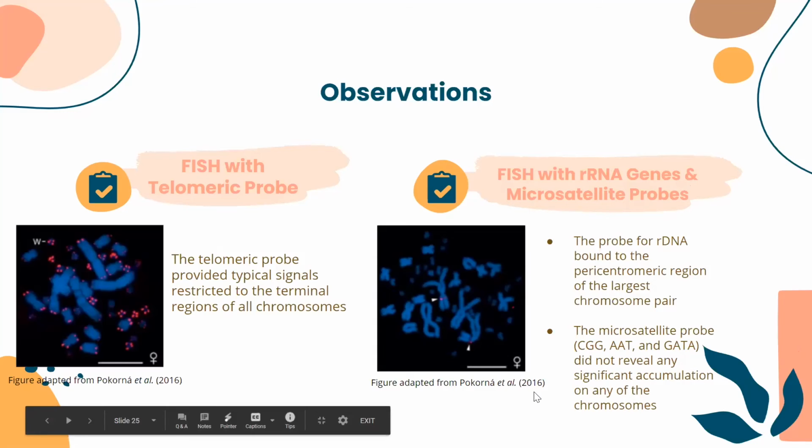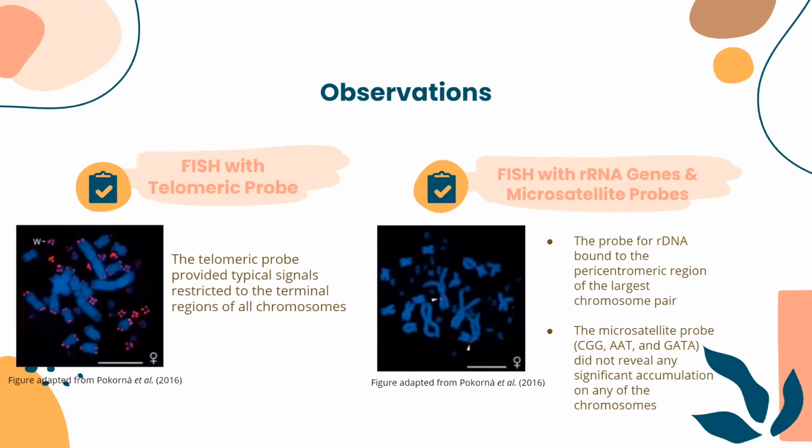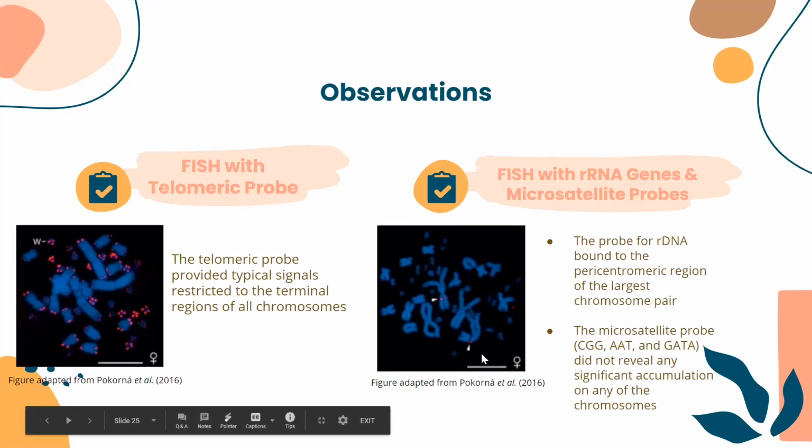So the next one is FISH with microsatellite probes, performed to identify the accumulation of AAT, CCG, and GATA microsatellite repeat motifs on the W chromosome of the Komodo dragon. However, this study did not reveal any significant accumulation on any of the chromosomes.